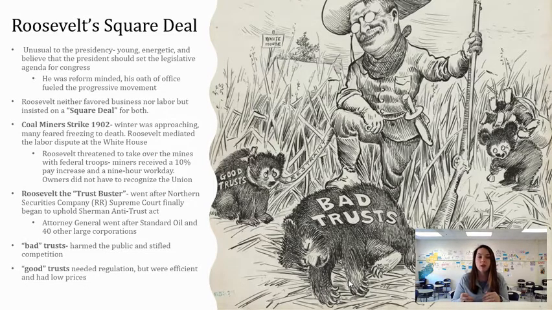And so he went after railroad companies first. The Supreme Court, because of his leadership, actually starts to uphold the Sherman Antitrust Act. They went after Standard Oil, 40 other large corporations, but they left some, like they left U.S. Steel, because the prices were okay.